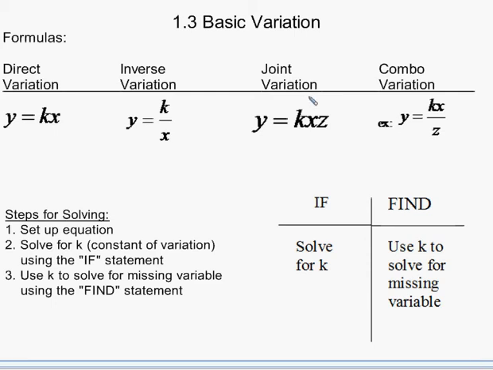So we have our basic variation. These three formulas are the ones you need to know. Direct variation, y equals kx. Inverse variation, y equals k over x. Joint variation, y equals kxz.